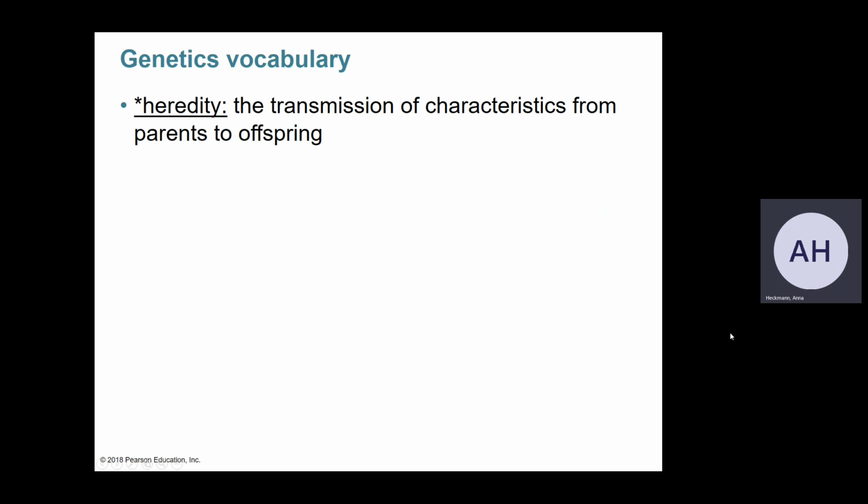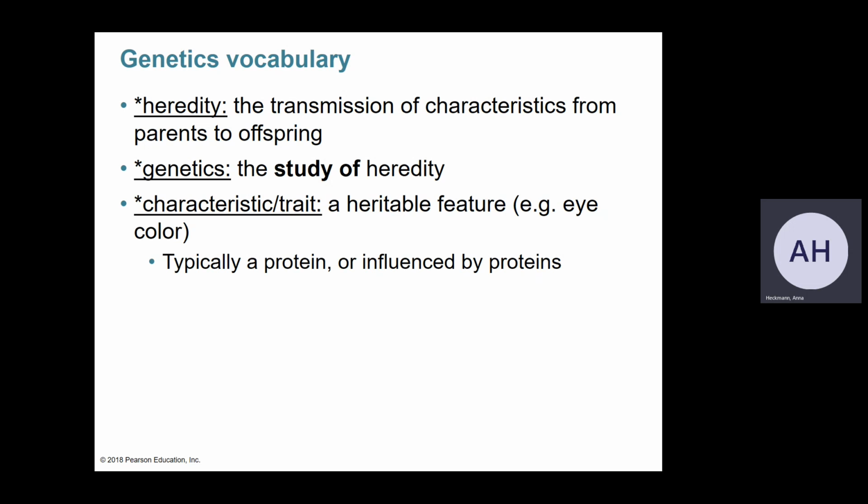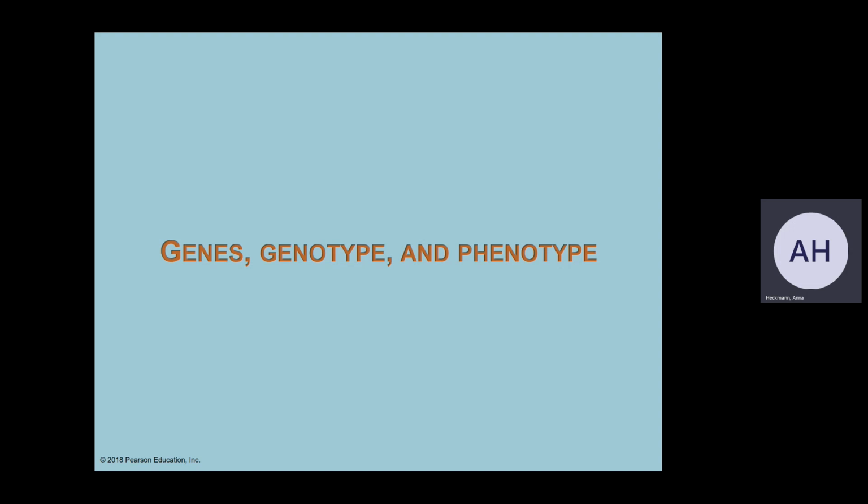So first of all, heredity is the transmission of characteristics from parents to offspring, and genetics is the study of how DNA passes through generations. A term we're going to use a lot is characteristic or trait. And these are things that are typically either proteins or influenced by proteins, as we'll see in a minute. All these things have to do with DNA.